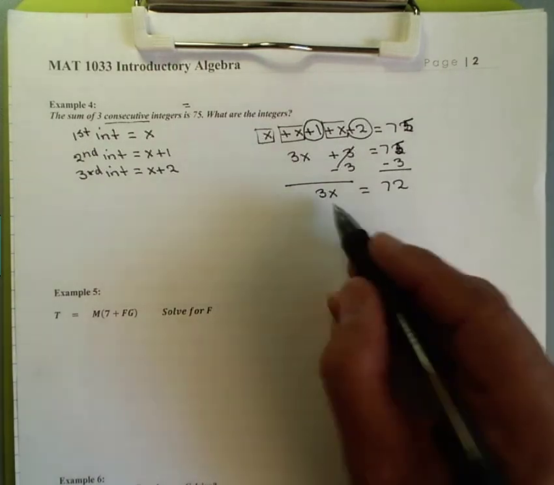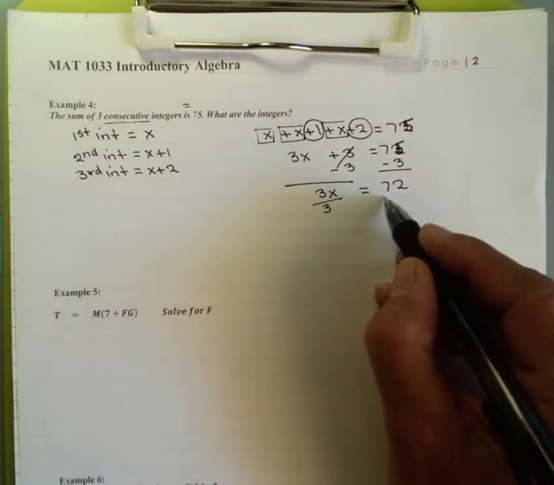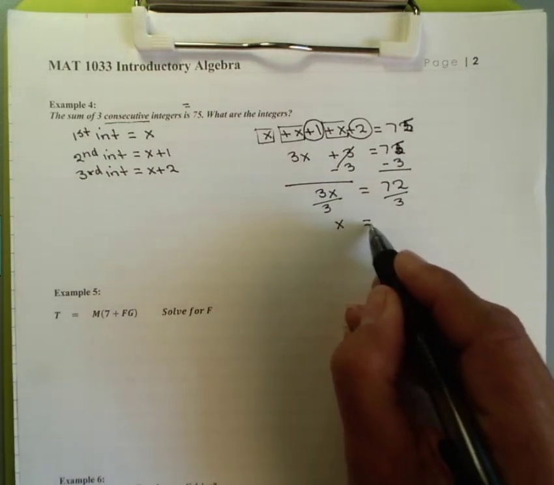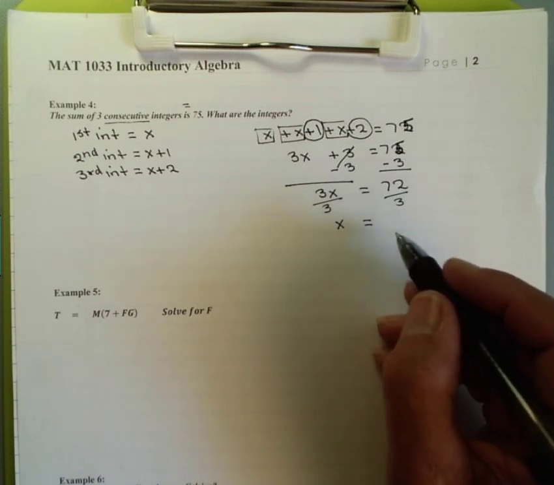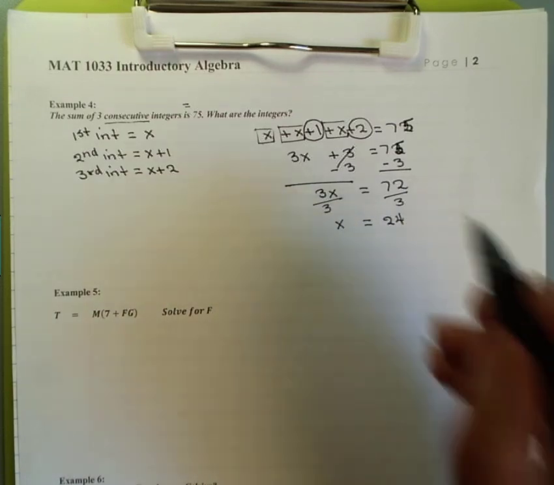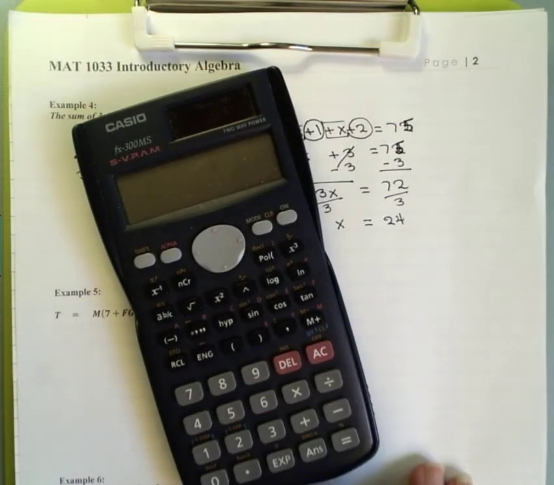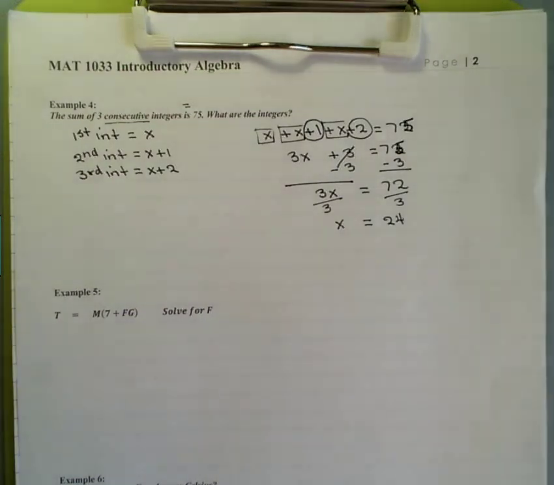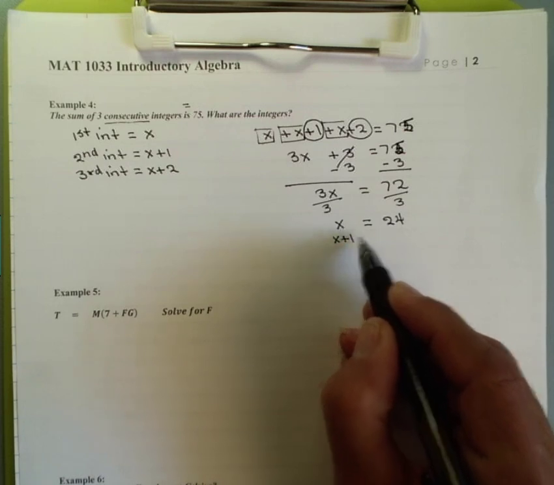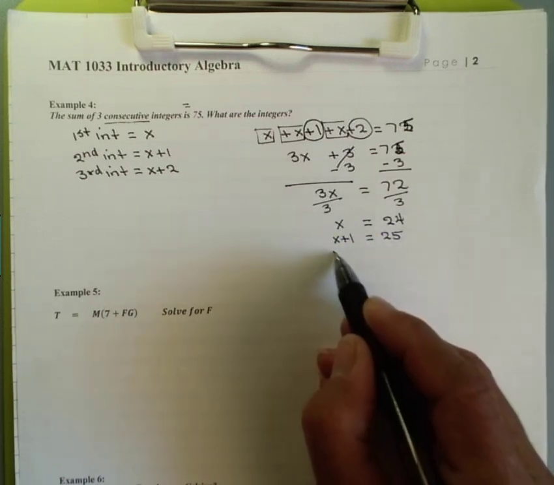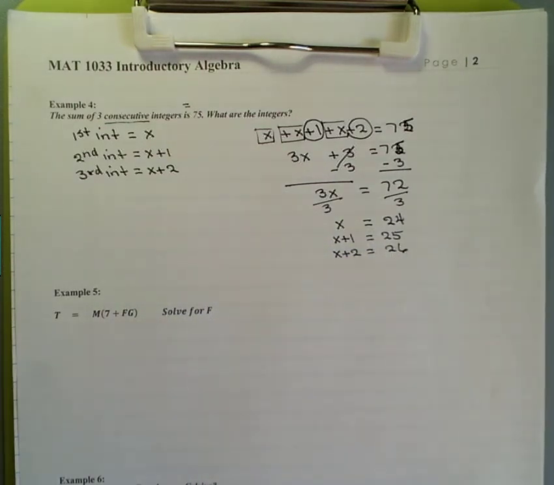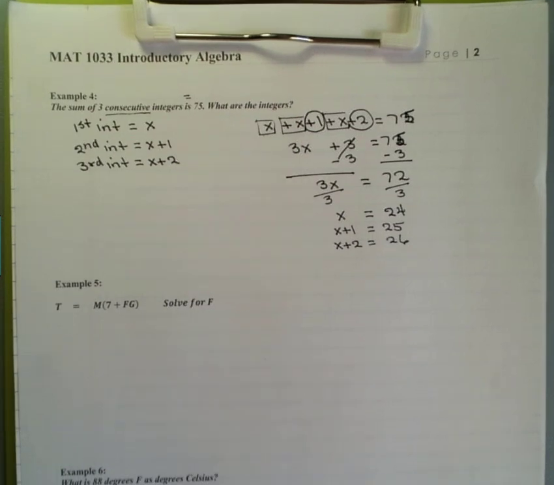That works, right? And I now have just division. Each side divided by 3. And this is going to make x equal to 72 divided by 3, which is 24, right? Calculators are allowed, simple calculators. So if you have something that looks like this, you are fine, okay? But I think I've got that right. So x is 24. That's the first number. The next number is x plus 1, that's going to be 25. And the third number is x plus 2, that's going to be 26. 3 consecutive numbers that added together will equal 75.